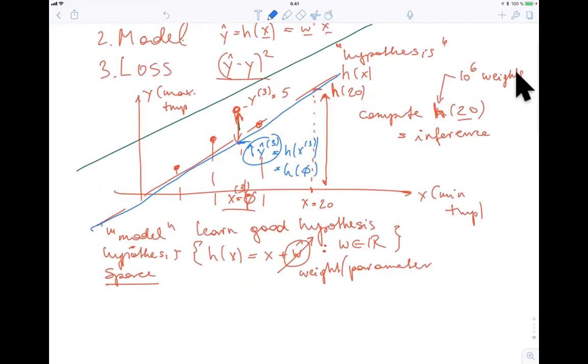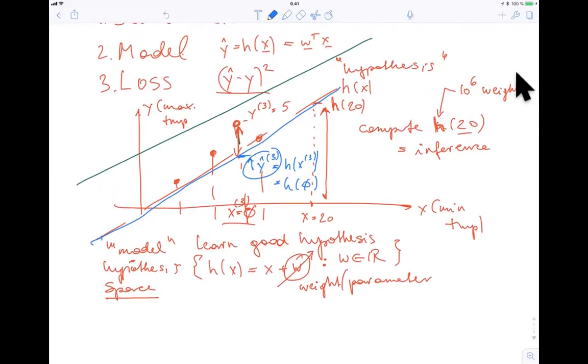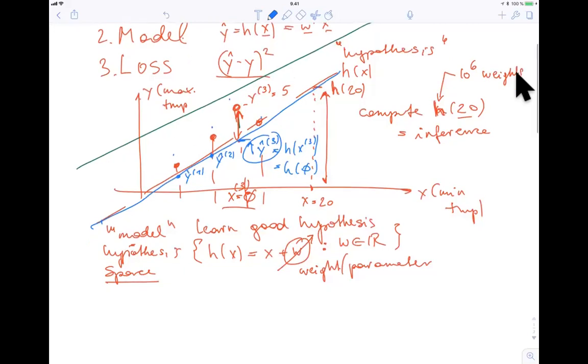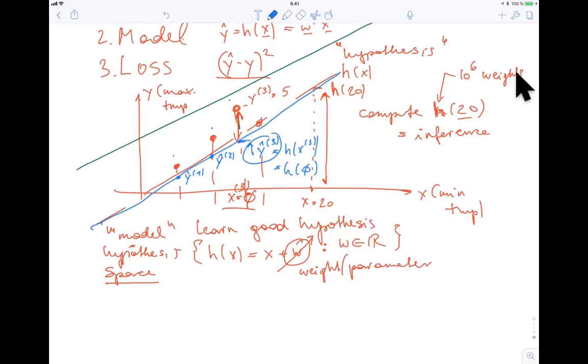as a quality measure. And we can compute this prediction error not only for the third data point, but for all data points in our data set. So we have here a set of 1, 2, 3, 4 data points for which we know the maximum daytime temperature. And so we can compute the average loss.